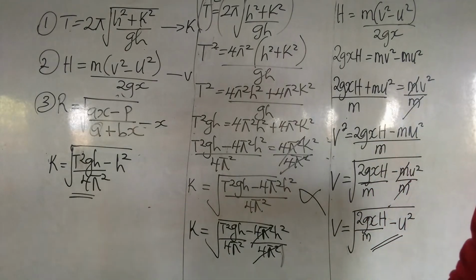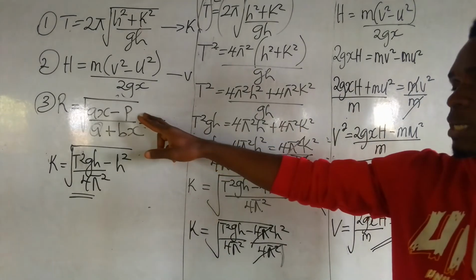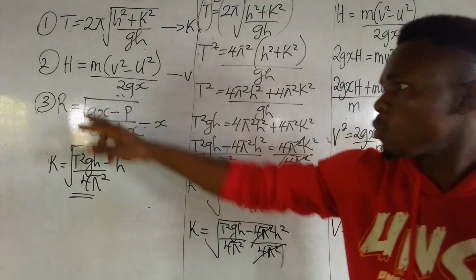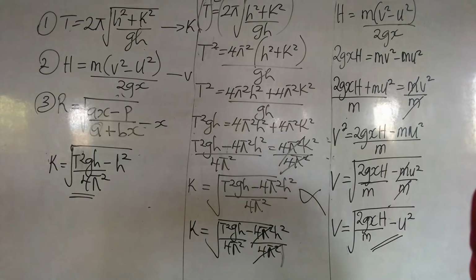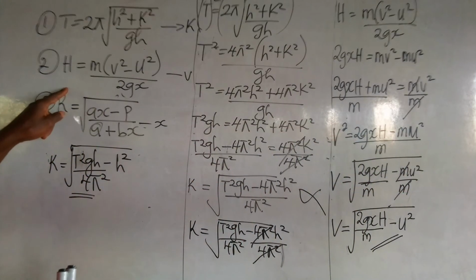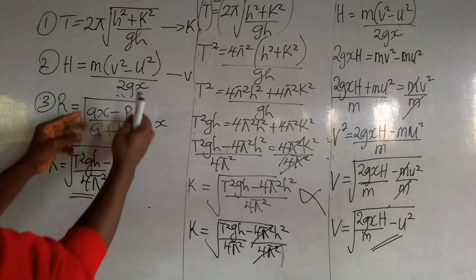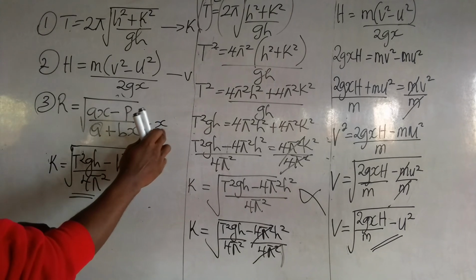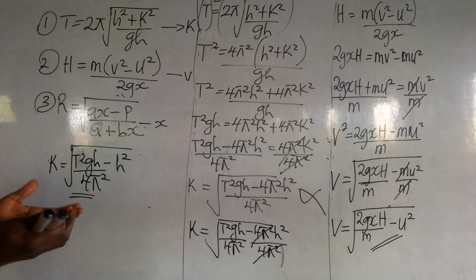All right, let me give you hints. The first thing you do in this number 3, since you have roots, what do you do? You square both sides. It becomes r squared, open brackets. What you have here, you have to make s the subject of the formula. So from there, you know what to do.